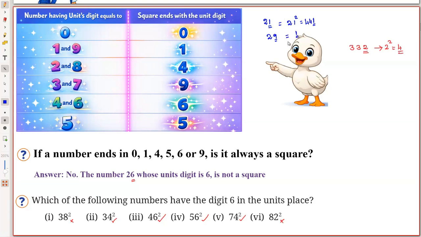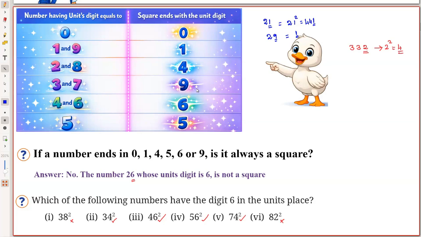Okay, unit digits we can easily get based on this tabular column. 0 means ending with 0. 1 or 9 ending with 1. 2 or 8 ending with 4. 3 or 7 ending with 9. 4 or 6 ending with 6. 5 is ending with 5.